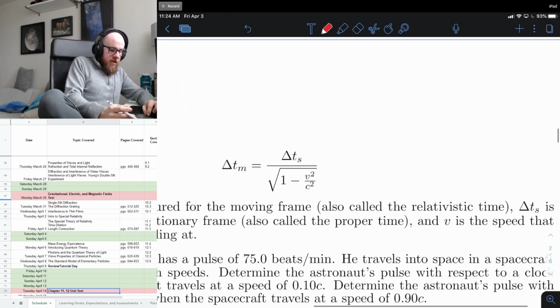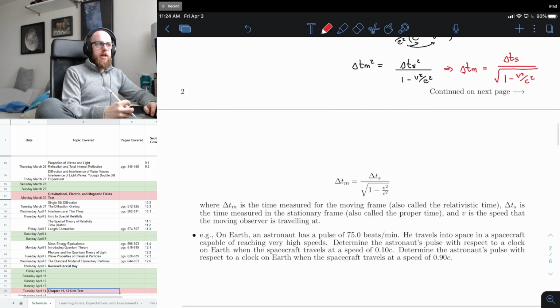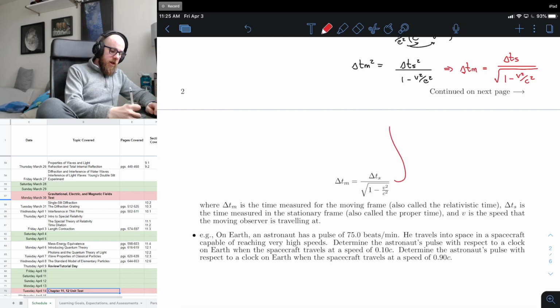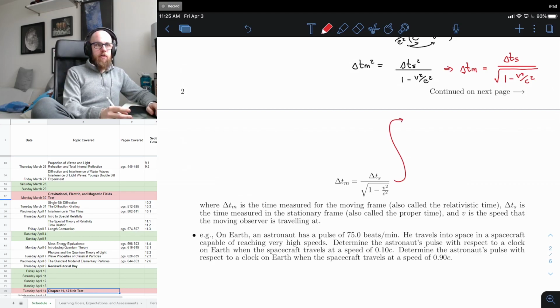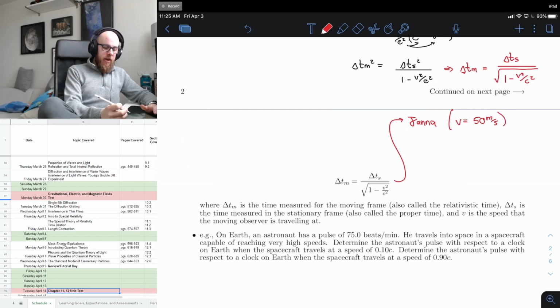Okay, so let's do a quick example just to illustrate that this formula doesn't really influence time that much in our everyday life. Okay, so let's say, I don't know, let's do a little case study here. Let's say that Jana is moving on a bus, and that bus, let's give it a pretty big speed. Let's say 50 meters per second. That's a pretty fast bus, right?